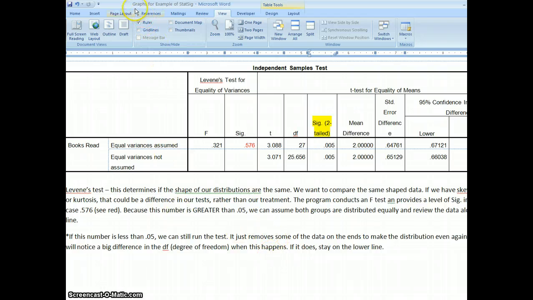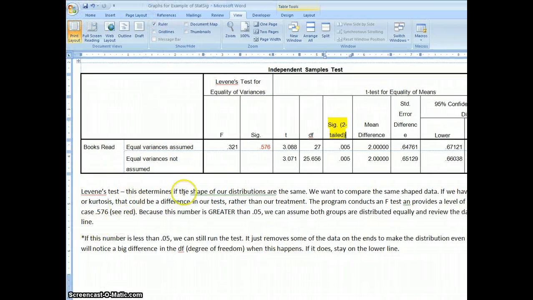And there's a little note on here about this kurtosis. We'll talk more about kurtosis later, but basically, if this number right here is greater than 0.05, we can assume that the shapes of these two groups are the same. What this is trying to figure out is if the first group looks like the second group, because if the groups look completely different, that's going to give us a false read on whether or not there is a difference. You don't have to figure that out.